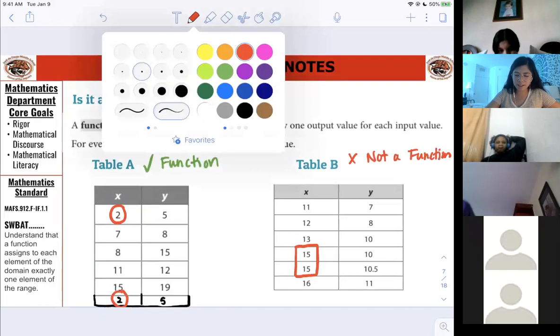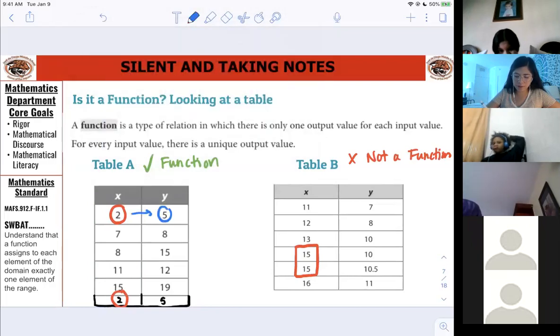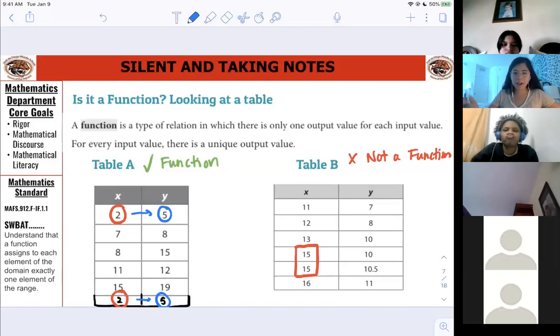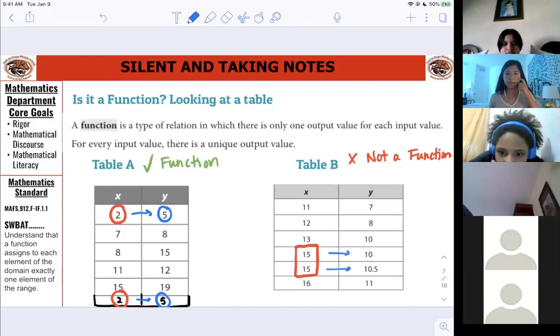If you look carefully, here it went to a 5, and here it also went to a 5. So technically this isn't repeating, it's just rewriting the same point. So they love to throw that one in on Khan Academy. So anytime that you see repeating numbers, just check to make sure that they are going to different values.